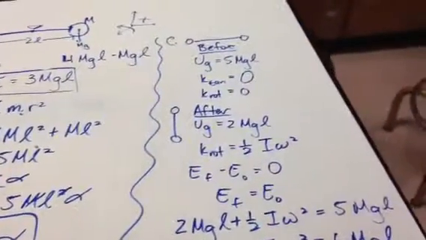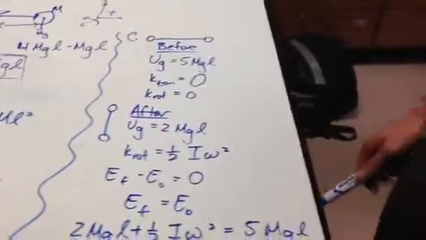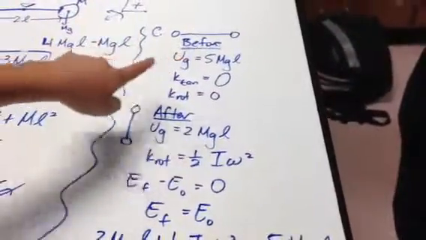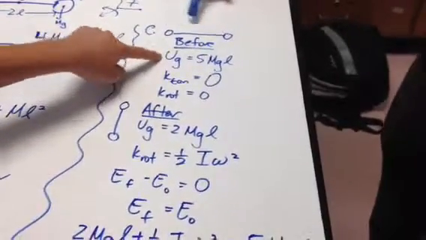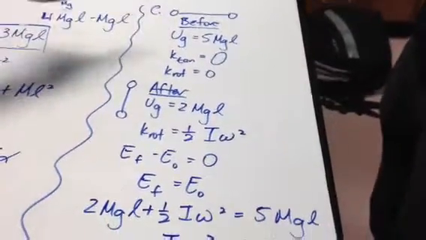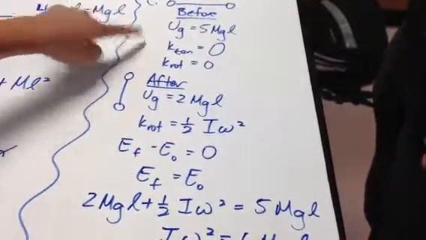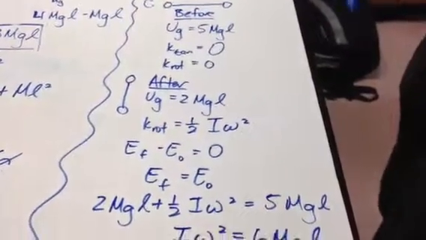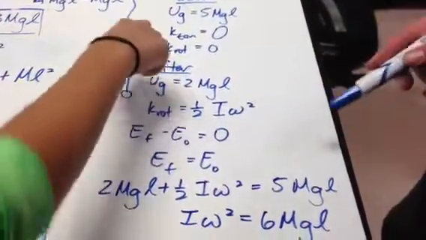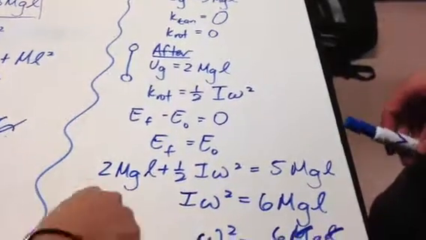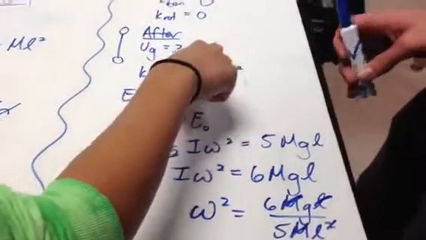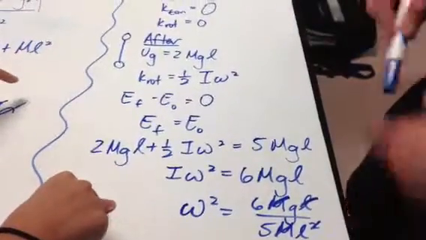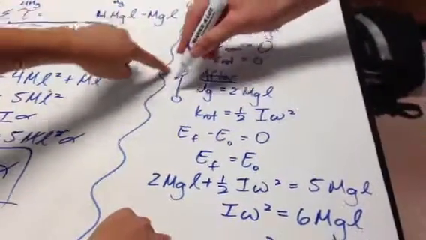Alright, for part C, it asks you to find the angular speed of the bug. In order to solve this, we're going to use energy. Initially, when you have your rod horizontal like this, you have a potential energy of 5 mgl. You have no kinetic energy in translational or in rotational. And once the bug is on the bottom right here, and you have the barbell vertical, then you have a potential energy of 2 mgl, which comes from this top part times your 2l.